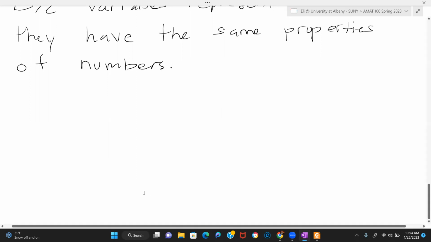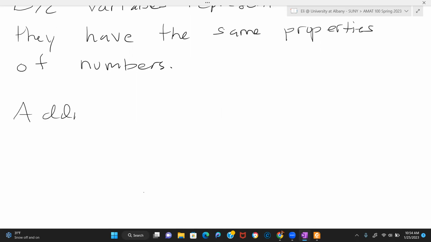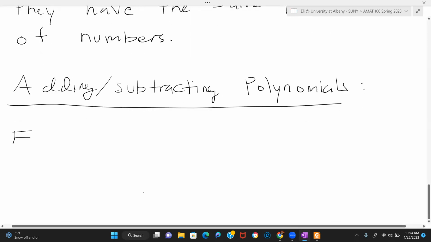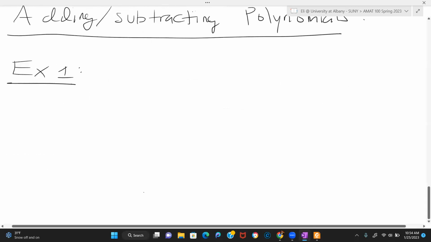Let's just do that now with an example. So this is example one. This subsection is adding and subtracting polynomials. So this is example one. We're going to add two polynomials, and it's going to be pretty straightforward. It's going to be just like adding numbers in a sense, and that's because variables represent numbers. So this is part A.